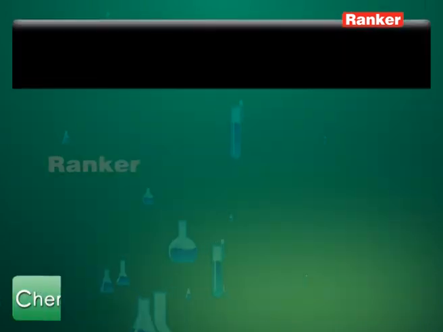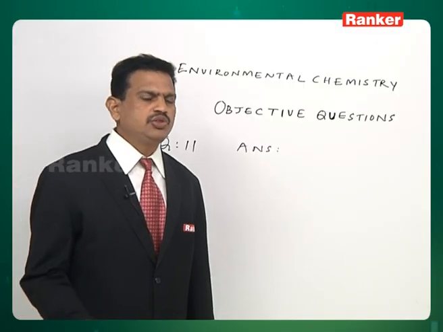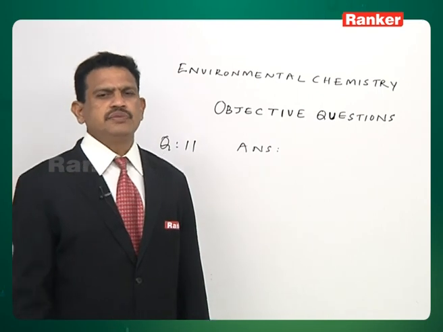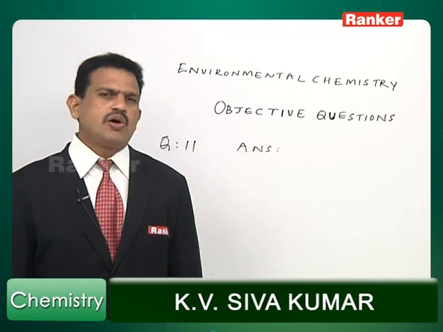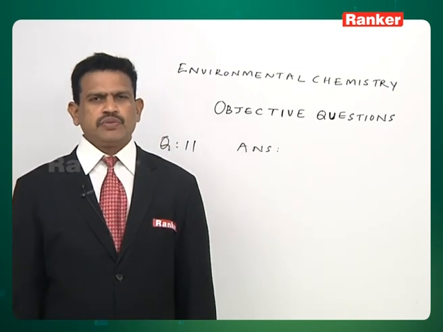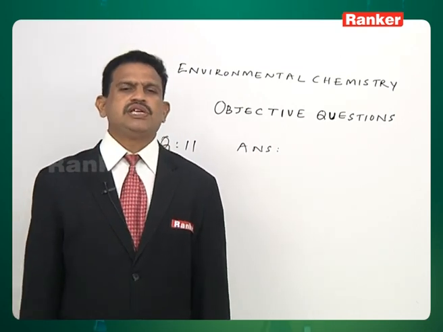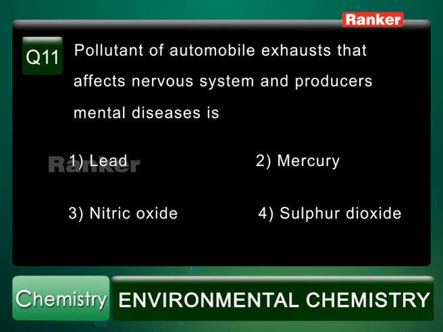Moving to question 11. Pollutant of automobile exhaust that affects nervous system and produces mental disease is options 1, lead, option 2, mercury, option 3, nitric oxide, option 4, sulfur dioxide. The pollutant which is released in automobile exhaust fumes is causing nervous system effects badly. It is because of the lead content released by petrol vehicles. That's the reason we are using unleaded petrol nowadays, because this lead, when it enters the body, causes mental or nervous system diseases. So we can go for option 1.